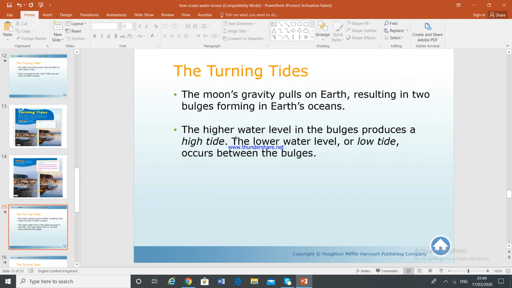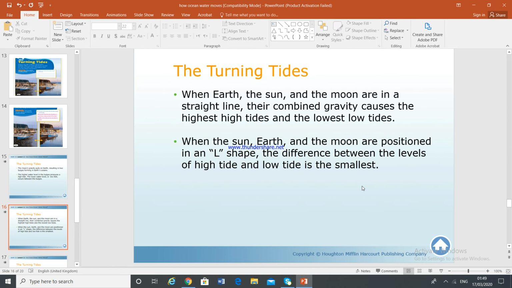Simply, as I told you, there are two tides. High tide refers to the highest height of the ocean level, and low tide refers to the lowest level. So a higher water level produces a high tide. The lower water level, or low tide, occurs between the bulges. The bulges produce high tide. The lower level occurs between the bulges.